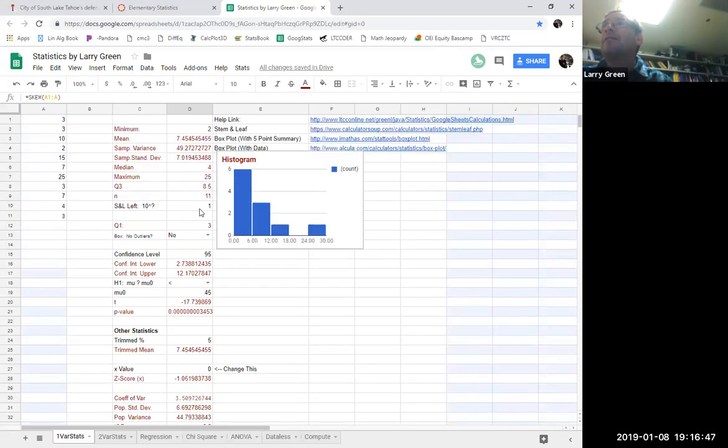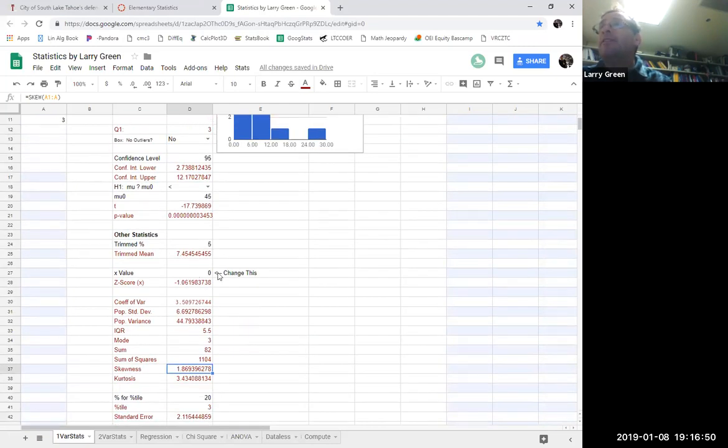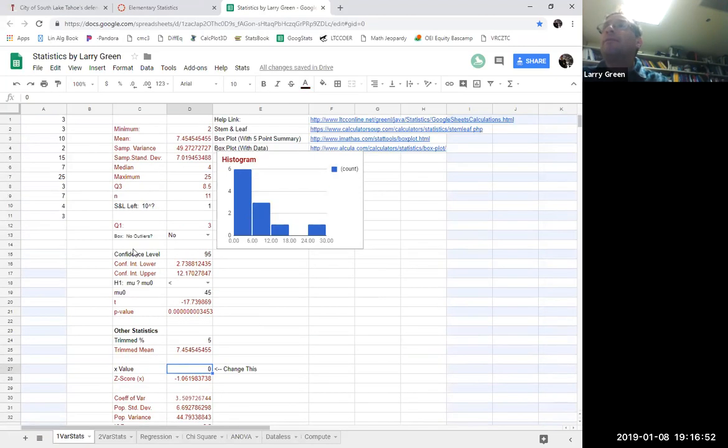Any questions on this? By the way, if we want a z-score, let's find the z-score for 25. So I type in 25, I hit enter, and it's about 2.5. What can you say? Is 25 an outlier? Yes. Is it an extreme outlier? No, it's not, because it's more than 2, but not more than 3.